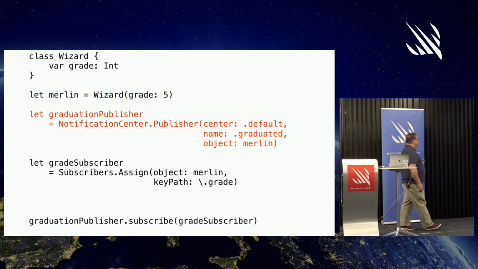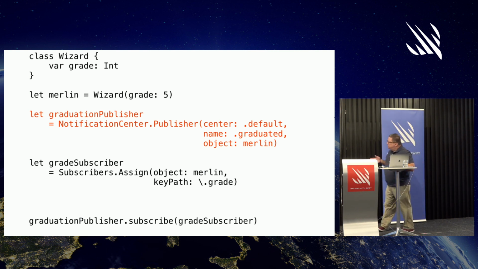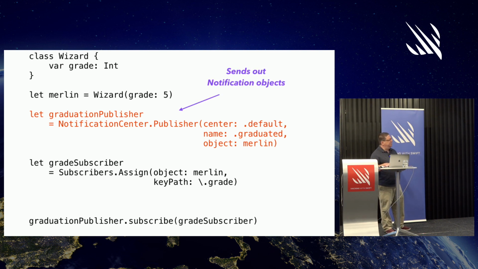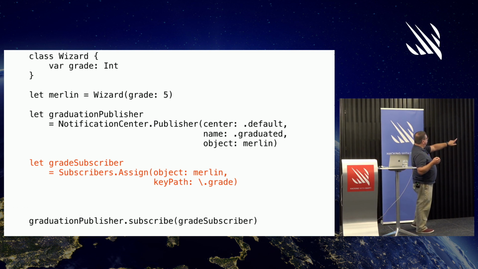And the way Combine works is we have publishers and we have subscribers. And so we're going to create a graduation publisher, and the graduation publisher basically is doing what the notification center does. It's going to be the notification center, and it's going to publish, and it's going to use the default notification center. And what it's publishing is graduated for Merlin. And now I've got a subscriber. So this guy's sending out notification objects, and the subscriber is sitting around waiting for something to come in. And when the subscriber gets something, it's going to assign what it gets to Merlin's grade.